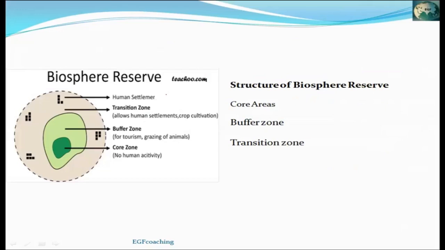Biosphere reserves are divided into 3 parts. First is core area. Suppose this is one biosphere reserve. The innermost area is the core area. Here no human activity is allowed. Then comes the buffer zone, the outside of core area. Here tourism is allowed, grazing is allowed. Then transition zone, where human settlement is allowed. Also crop cultivation can be done.